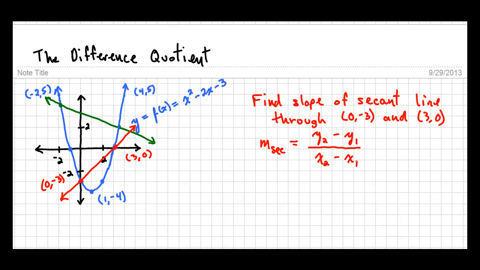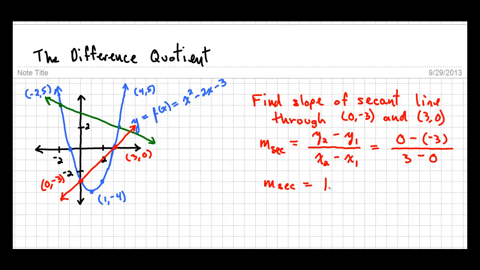So for this particular secant line, our slope is going to be 0 minus negative 3 over 3 minus 0. So the slope of our secant line for this particular section is 1.